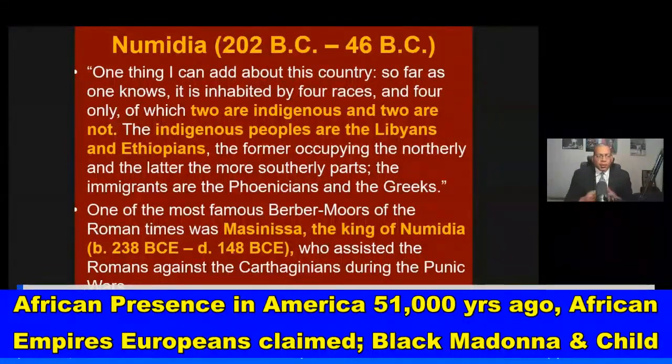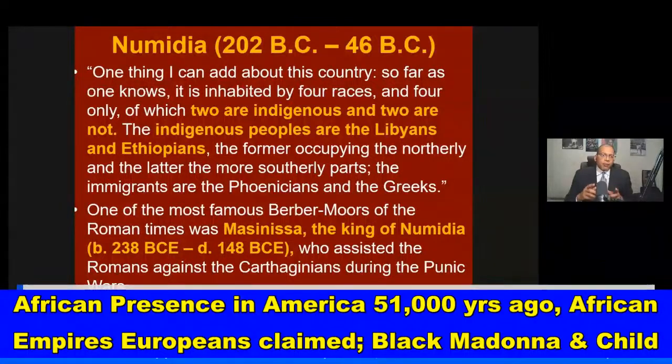The indigenous people are the Libyans and the Ethiopians, the former, the Libyans, occupying the northerly, and the latter, the more southerly parts. The immigrants are the Phoenicians and the Greeks.